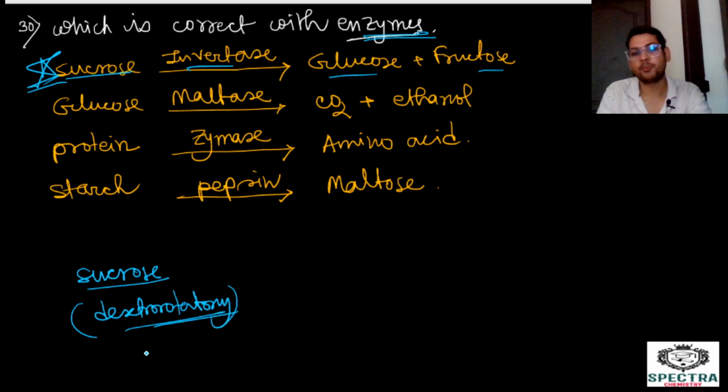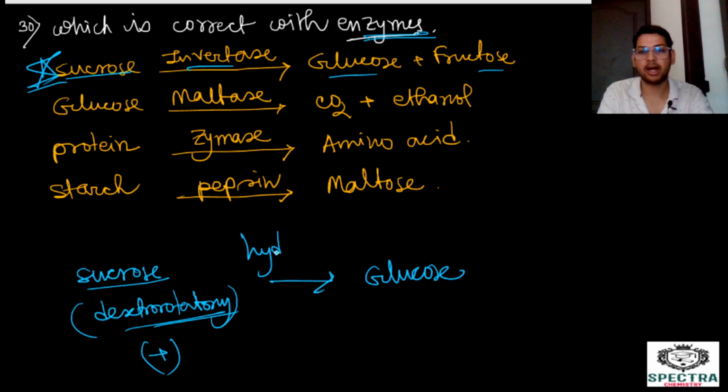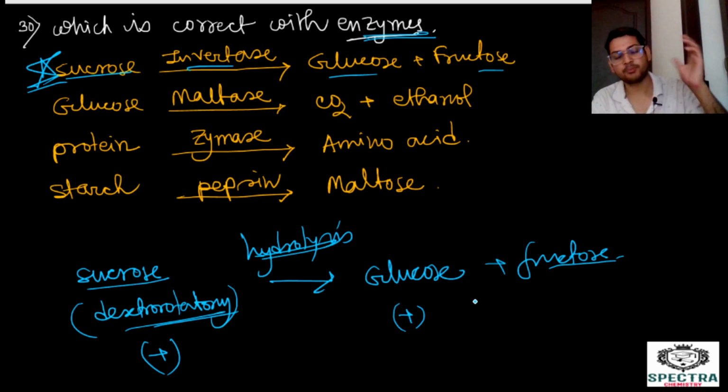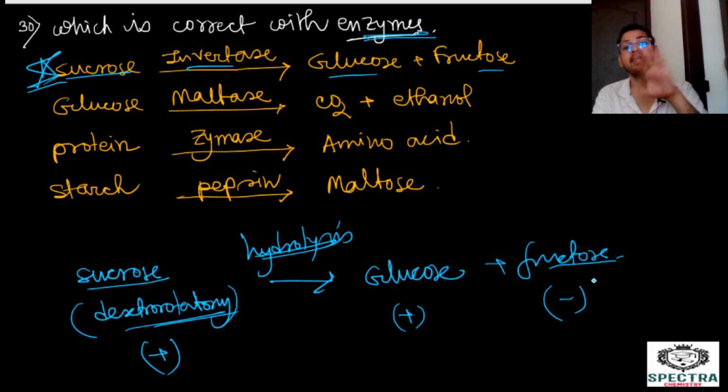Dextrorotatory. It has an optical rotation value that is positive. From sucrose, if you do hydrolysis, you will get glucose plus fructose. This glucose is also dextrorotatory, like positively, it rotates the plane polarized light in the positive direction, but fructose rotates in the negative direction.